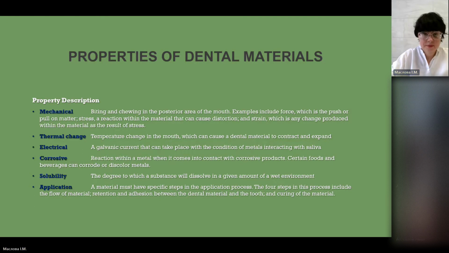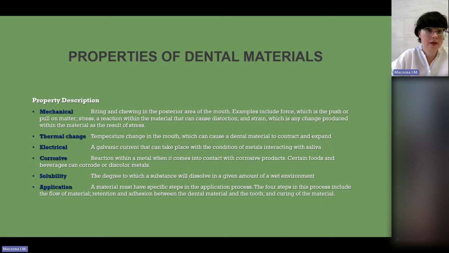Properties of dental materials. Property description, mechanical properties: biting and chewing in the posterior area of the mouth. Examples include force, which is the push or pull on metal; stress, the reaction within the material that can cause distortion; and strain, which is the change produced within the material as a result of stress. Thermal change, temperature change in the mouth, can cause dental materials to contract and expand.